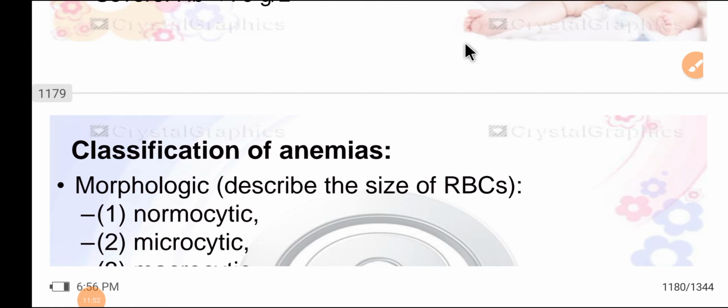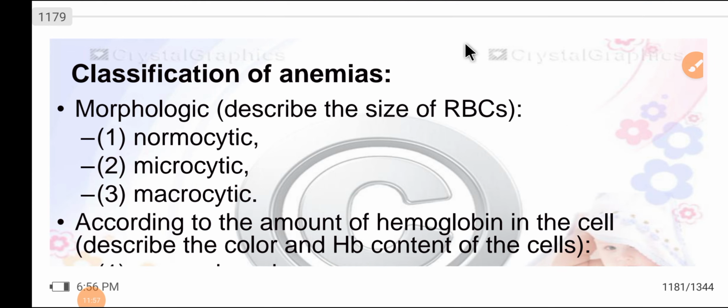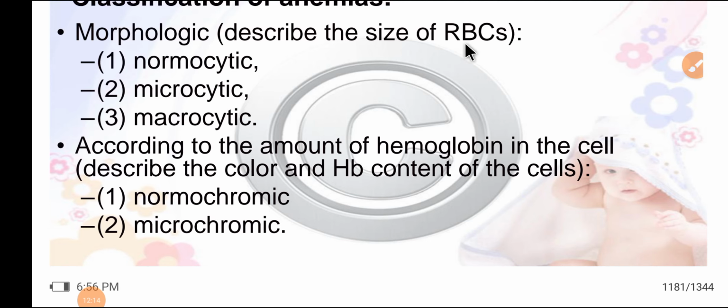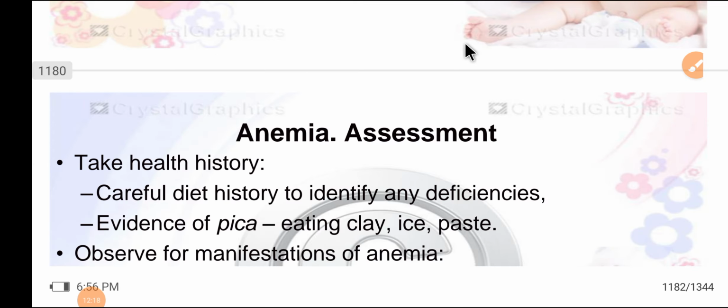Classification of anemias. Morphologic: describe the size of RBCs. Number 1, normocytic. Number 2, microcytic. Number 3, macrocytic. According to the amount of hemoglobin in the cell, describe the color and HB content of the cells. Number 1, normochromic. Number 2, microchromic.